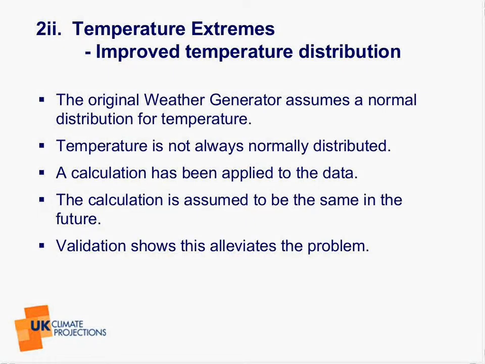Right. So the UKCP09 weather generator assumes a normal distribution for the baseline temperature of 1961 to 1990. However, temperature extremes can sometimes cause the distribution to skew, so the weather generator team have applied a calculation to the data, or a power transform. So they have validated the results using observed data, which has shown that the problem in the original weather generator has been alleviated.